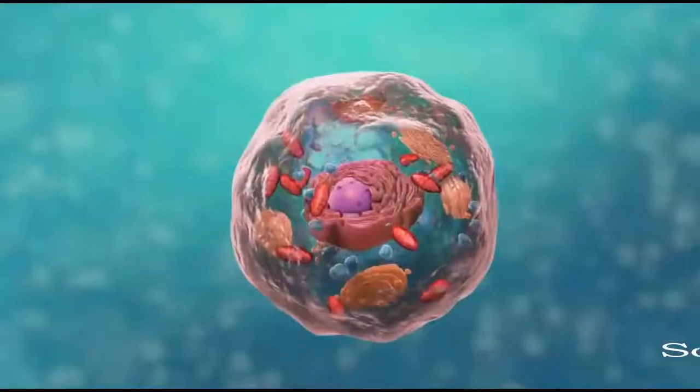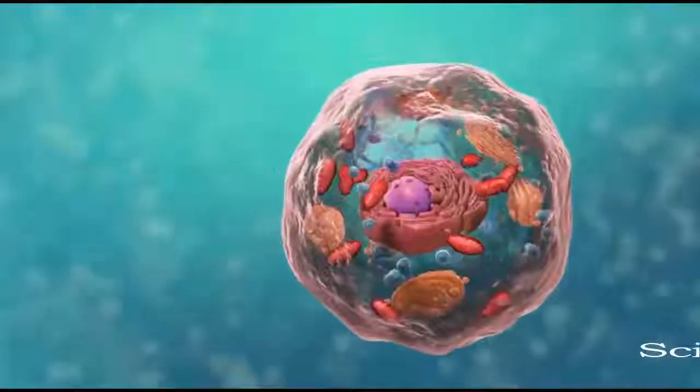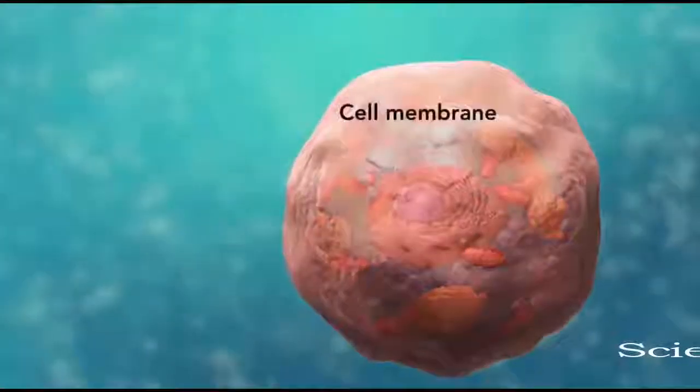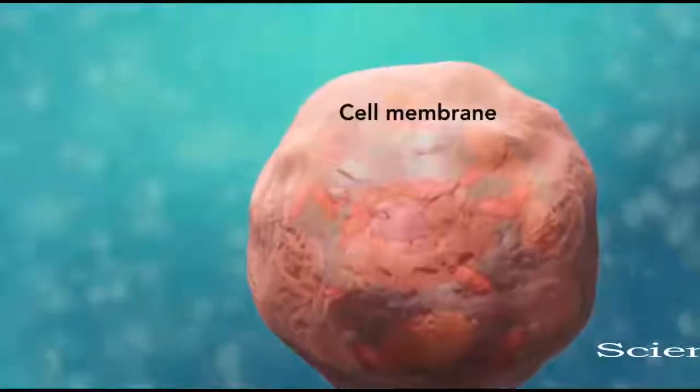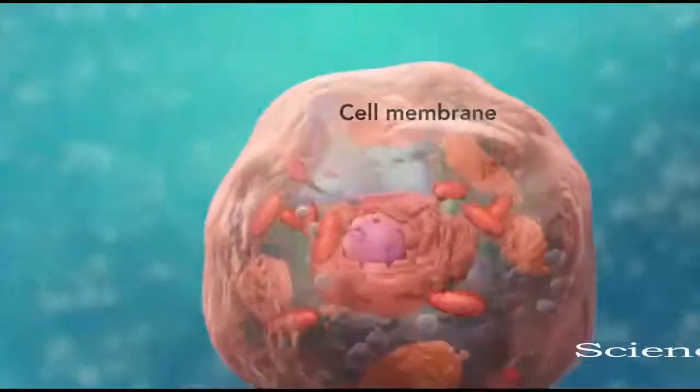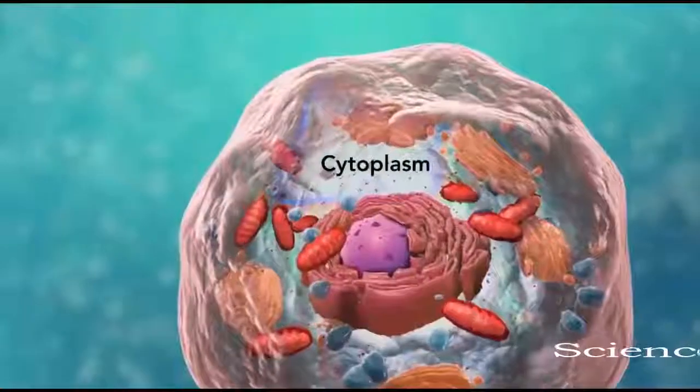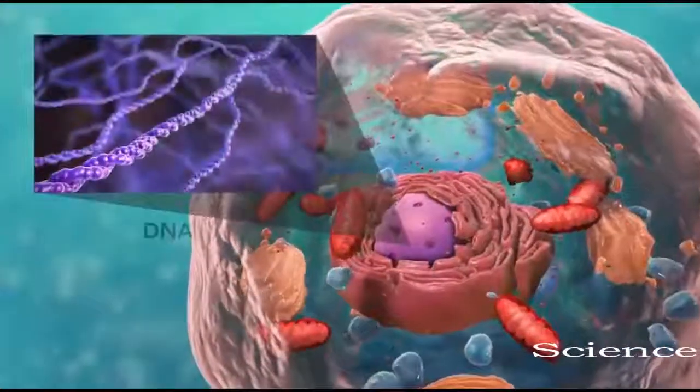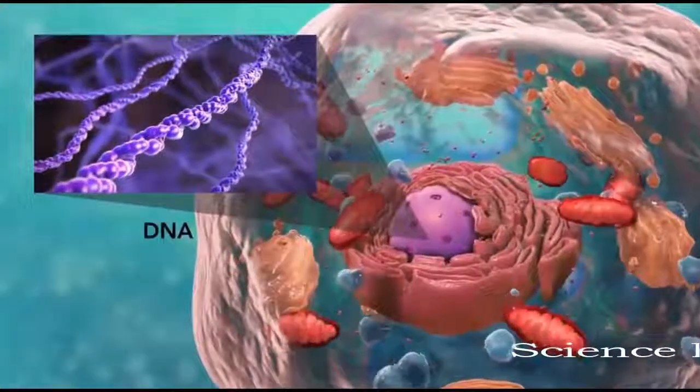Cells have things in common, no matter what type of cell they are. All cells have a cell membrane, which separates the inside of the cell from its environment, cytoplasm, which is a jelly-like fluid, and DNA, which is the cell's genetic material.